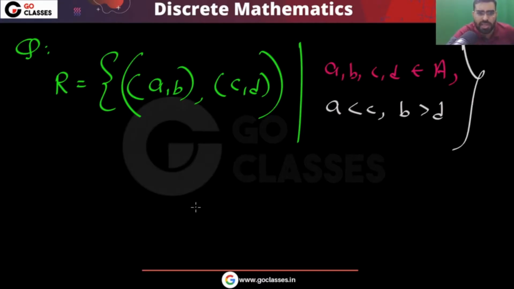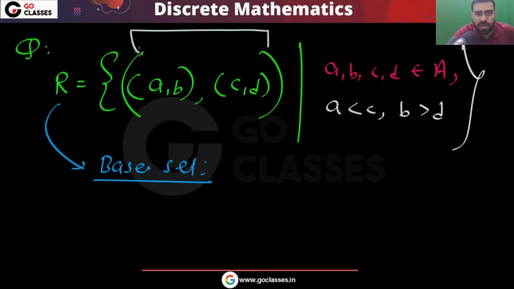Now in this situation, tell me, what is the base set for this relation? Simple question I am asking. You can notice in this relation you have ordered pairs, where (A, B) is related to (C, D). So you can easily see that the base set will be A cross A. This is a relation from A cross A to A cross A.